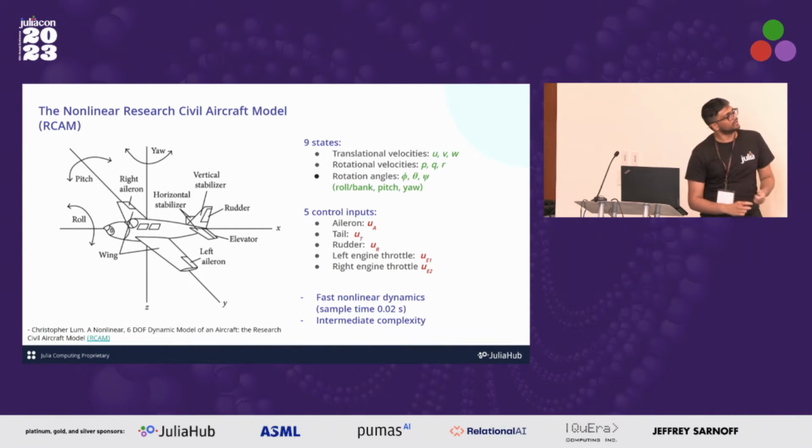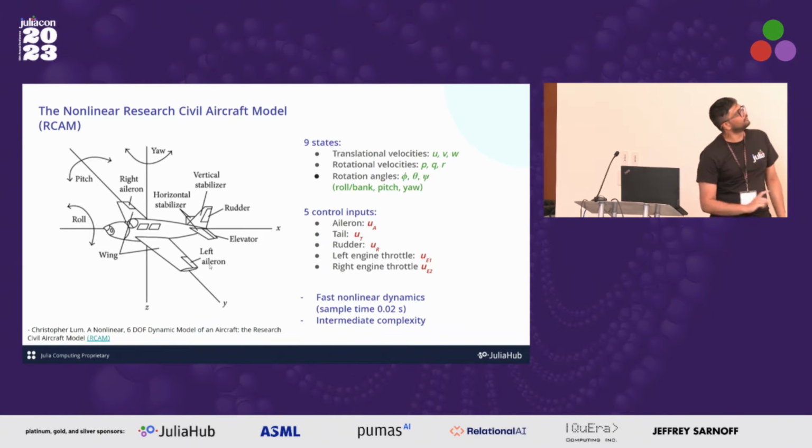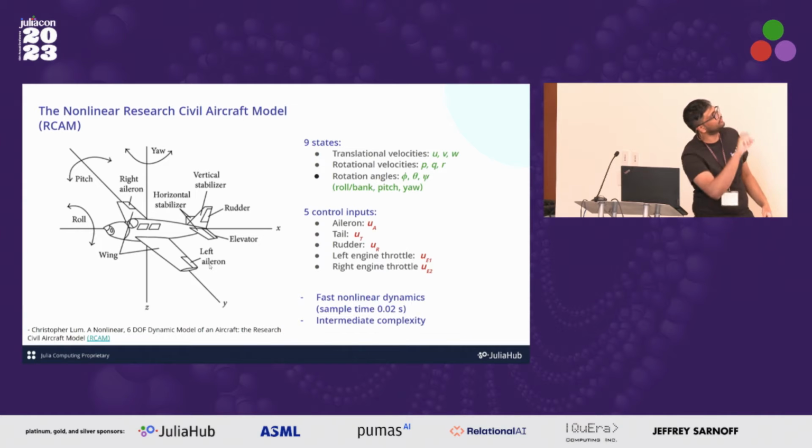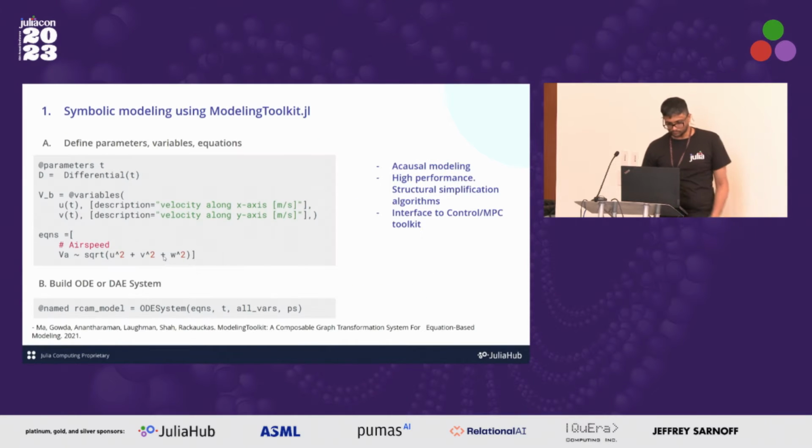And the idea is you have 9 states, which are the forward velocity, sideways velocity, and vertical velocity, and then you have the rotational angles and velocities as other states. And you have 5 control inputs, which would be the rudder, aileron, tail, and the 2 engine throttles.